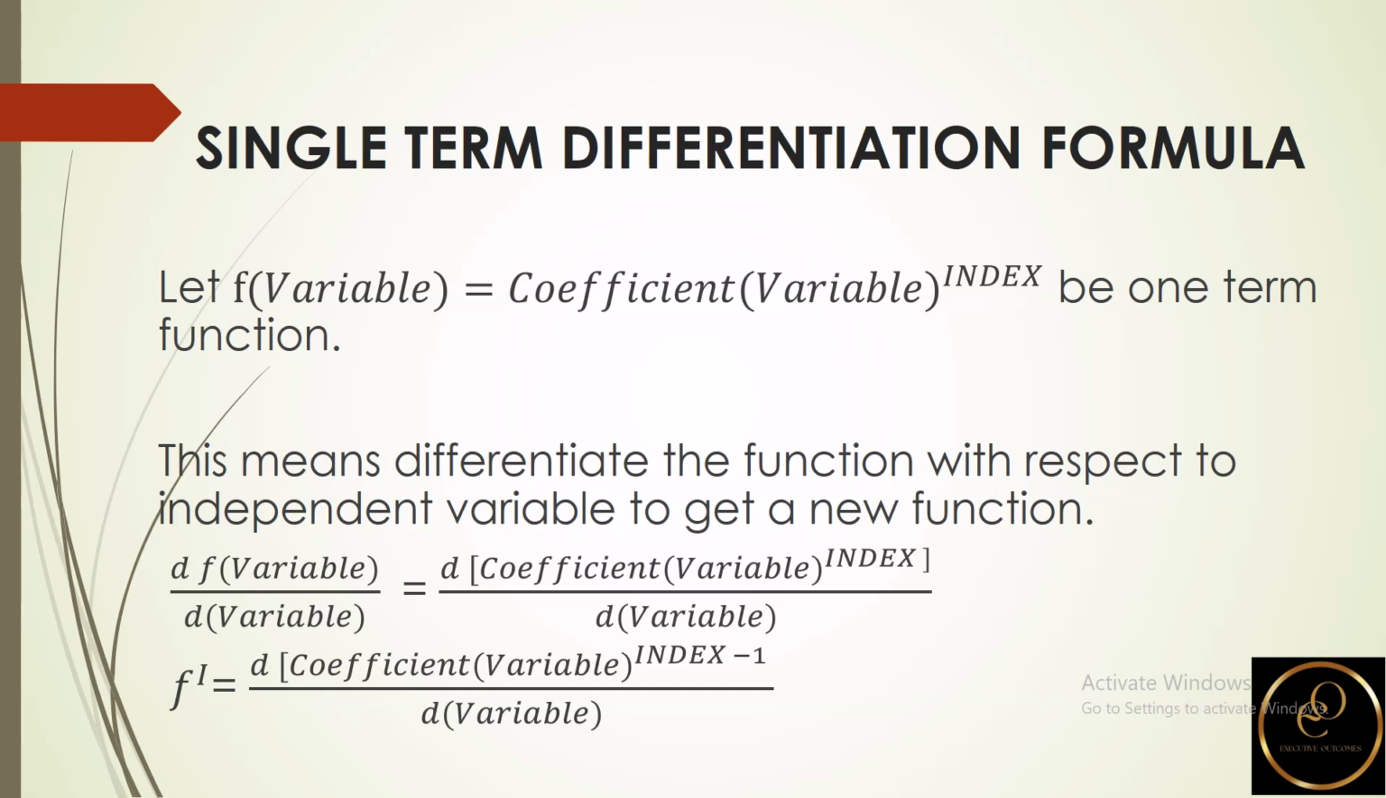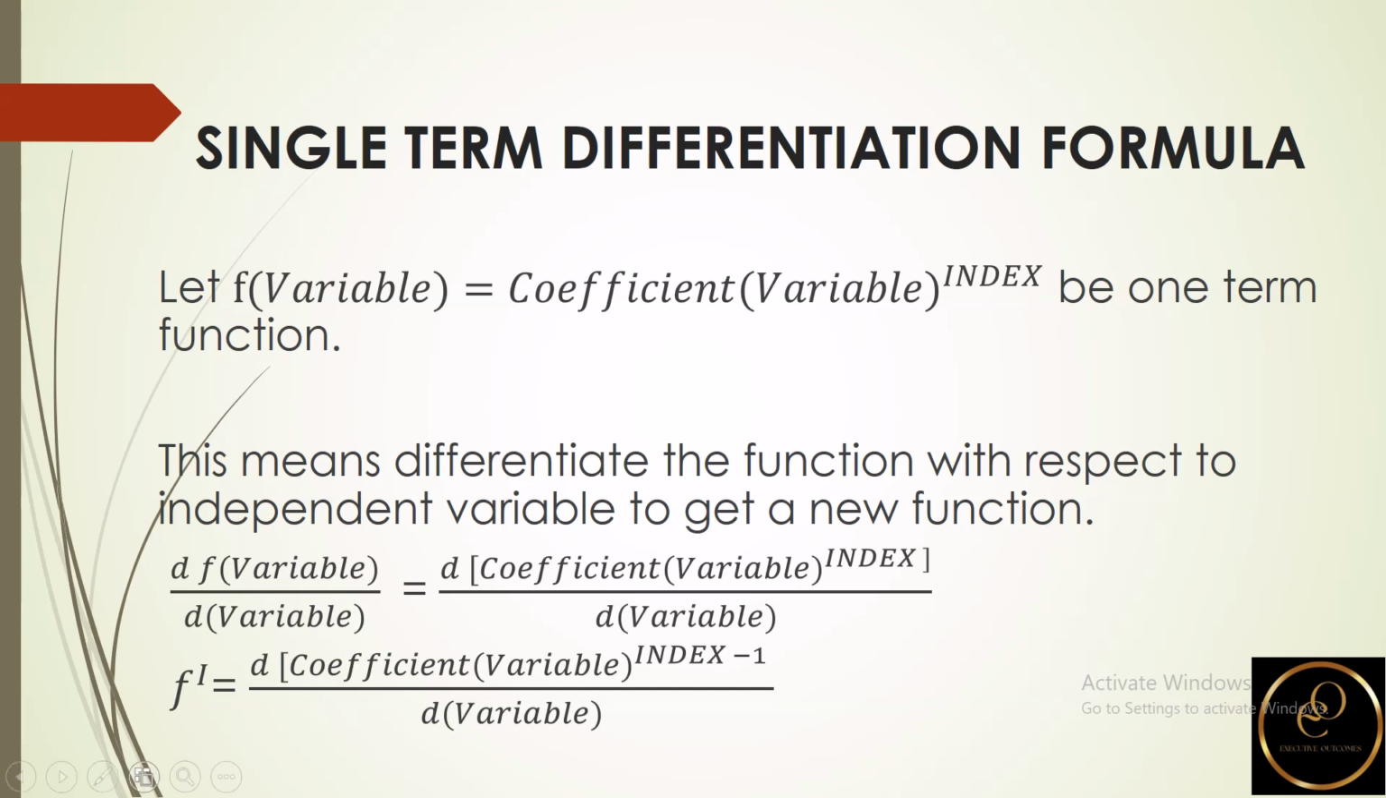In this particular regard, let the function of a variable equal to the coefficient of the variable raised to a particular index be a one term function. Why is it a one term function? Because we have only one variable in this particular case. This means that we differentiate the function with respect to the independent variable to get a new function.